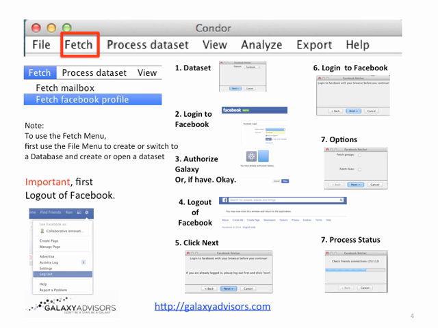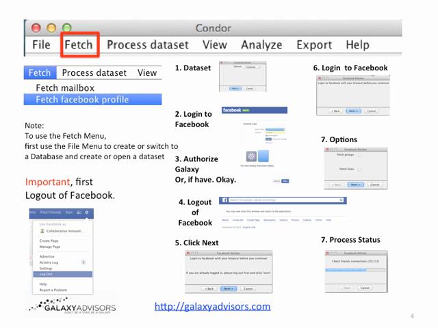The steps are really quite simple. We're going to have a data set. We're going to log into Facebook, and depending on whether you've ever actually used Galaxy Advisors for a Facebook fetch or not, you're going to authorize Galaxy to access that Facebook profile, and then we're going to log out of Facebook. We're going to click a screen that says next. We're going to log back into Facebook. We're going to check a few options in step 7.